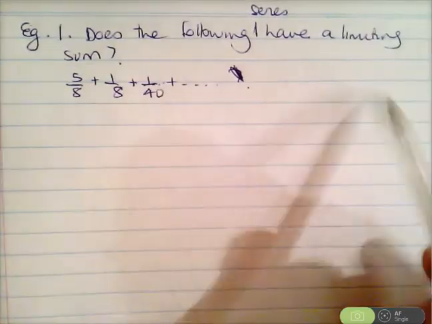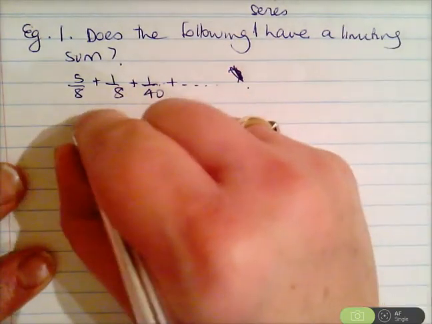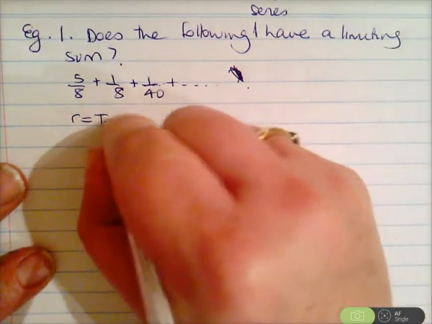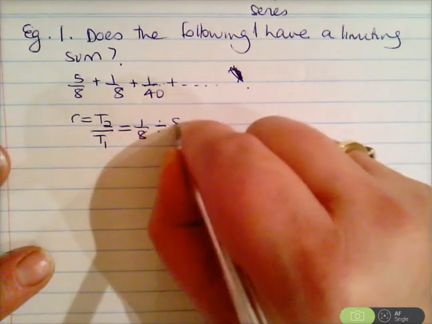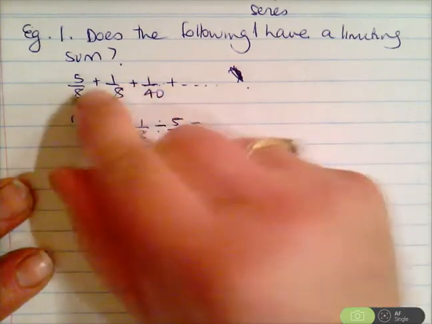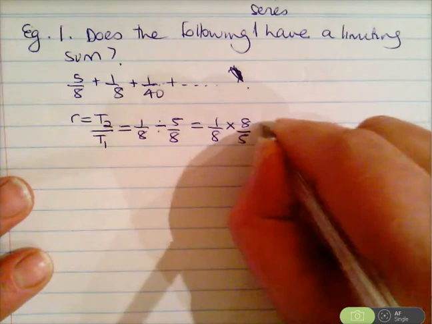Example: does the following series have a limiting sum? Now, just because it's fractions, you don't assume that it does. So let's look at r, which is t2 divided by t1. So that's 1/8 divided by 5/8. So it's 1/8 times 8 over 5.